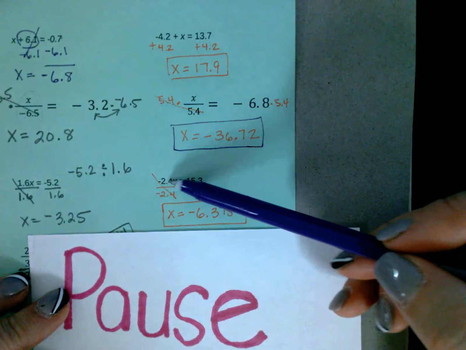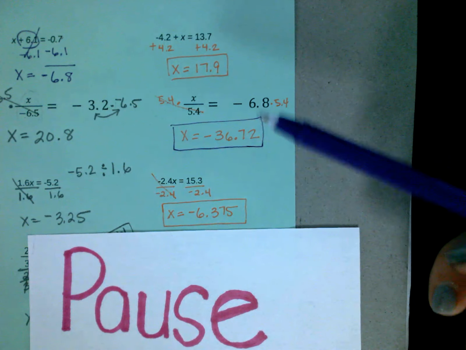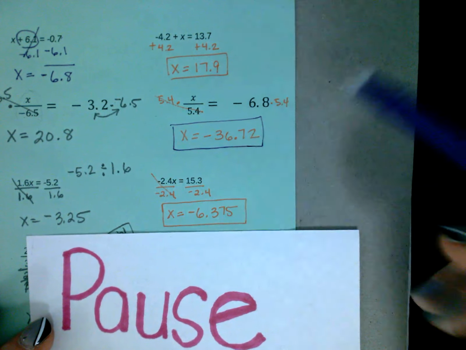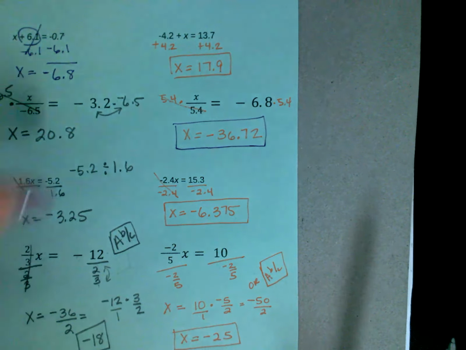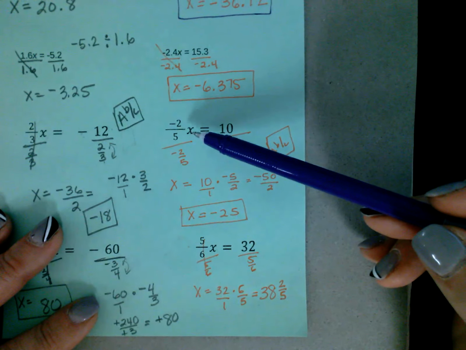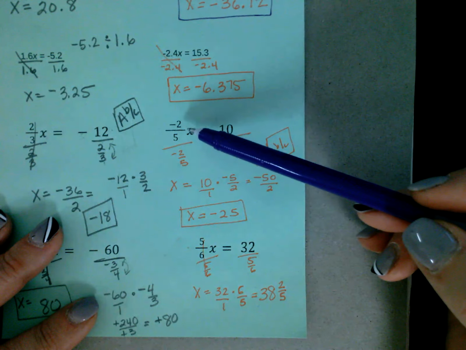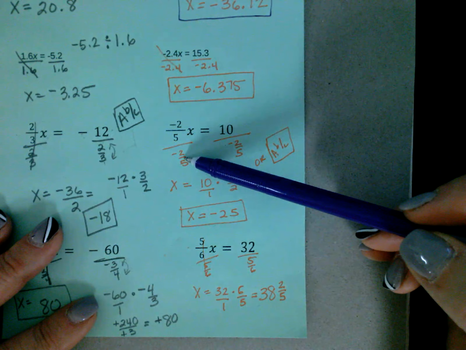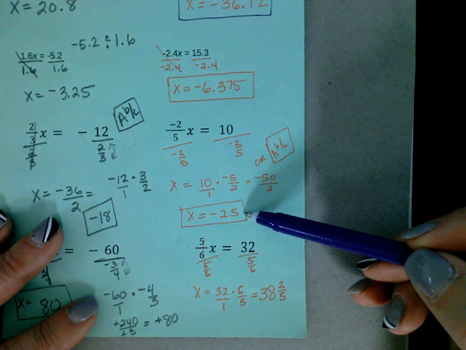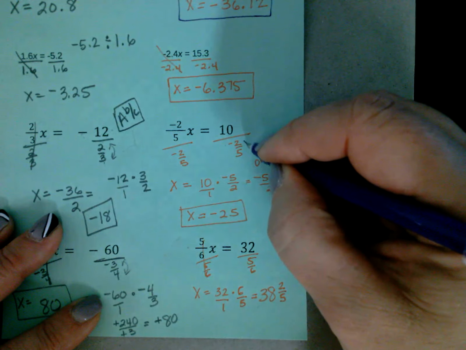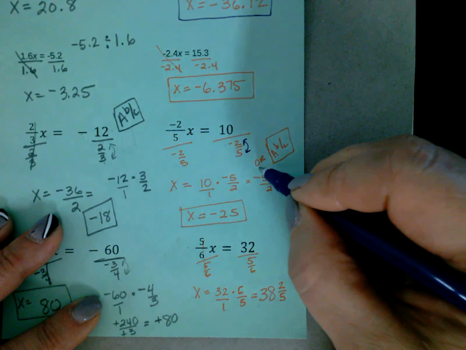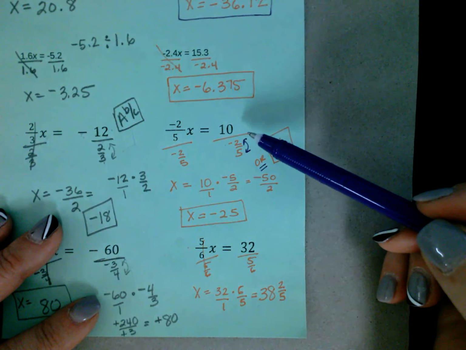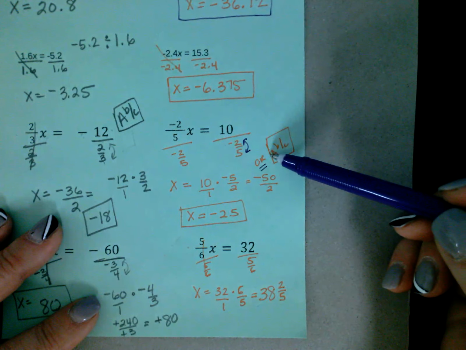This one, again, number written next to a variable means multiplication. So to undo that, I divided, and I ended at negative 6.375. This one, I have a fraction, but the variable is not in the fraction, so that means it's multiplication. So I divided. When I was done, I ended at negative 25. You can do reciprocal, like I did here, or the ABC key, where I would have done 10 divide by negative 2 ABC 5.